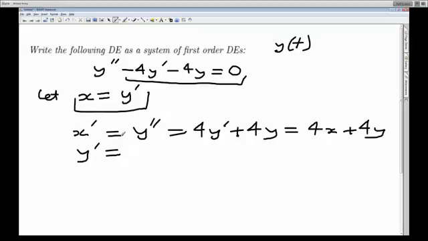Now, y dash, what's y dash equal to? Well, by construction, y dash is just equal to x. That's how we set it up. So the one that requires the most work is this top one up here. Everything else is just a simple one.